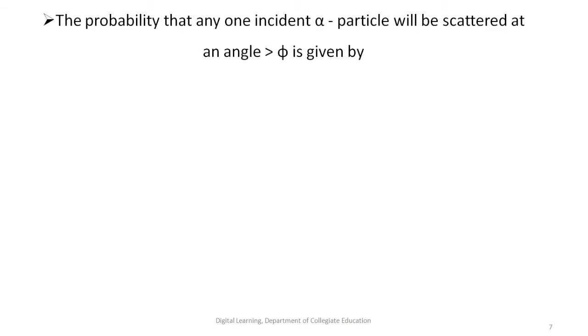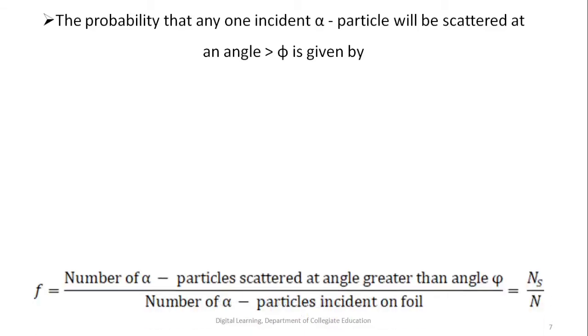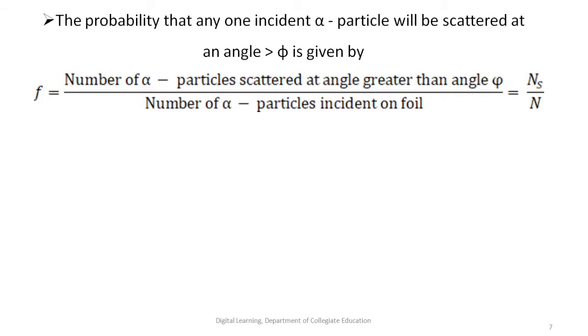The probability that one incident alpha particle will be scattered at an angle greater than the angle of scattering, given by F, is equal to the number of alpha particles scattered at an angle greater than phi, divided by the number of alpha particles incident. Taking the ratio of how many are scattered at greater than a particular angle out of the total gives us the probability.